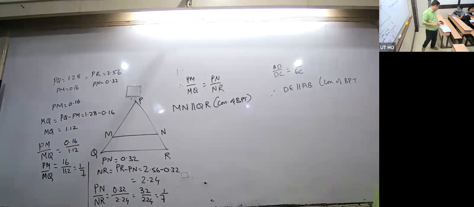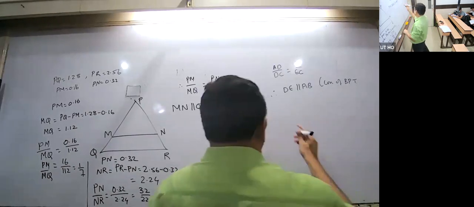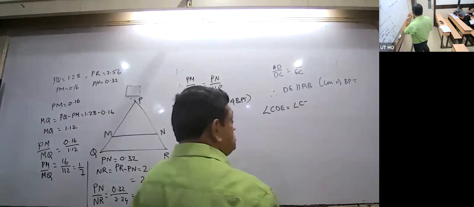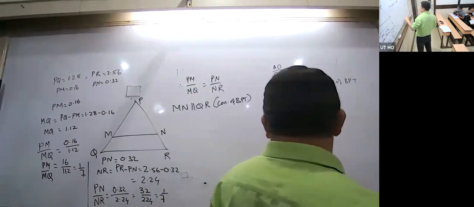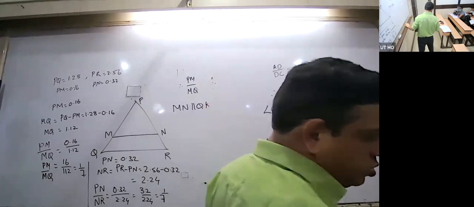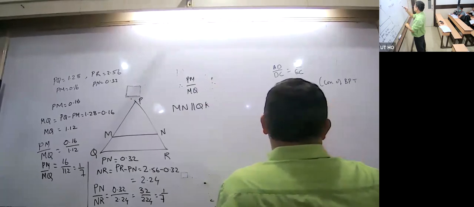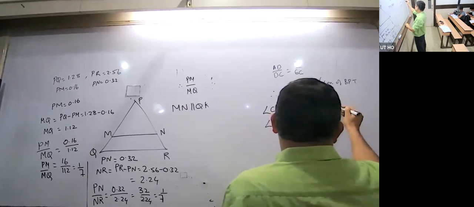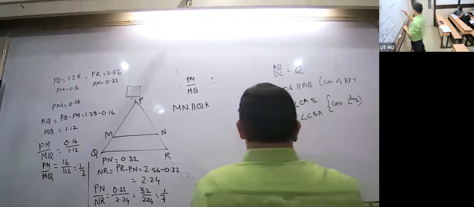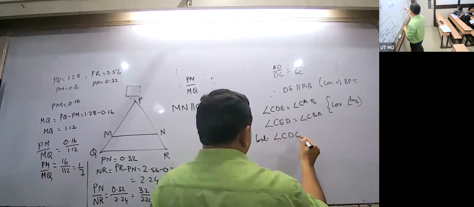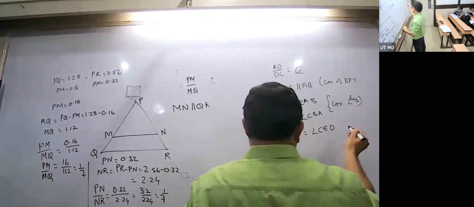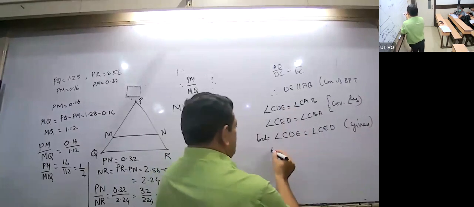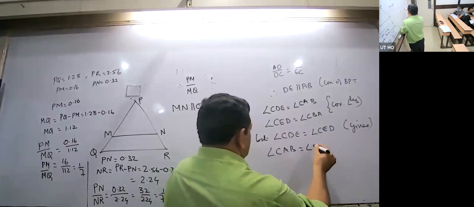Okay, so corresponding angles are equal. Angle CDE is equal to angle CAB, corresponding angles, and angle CED is equal to angle CBA, both of them corresponding angles. But what is given? Angle CDE is equal to angle CED, given. So from these three conditions, what did we get? Therefore angle CAB is equal to angle CBA.